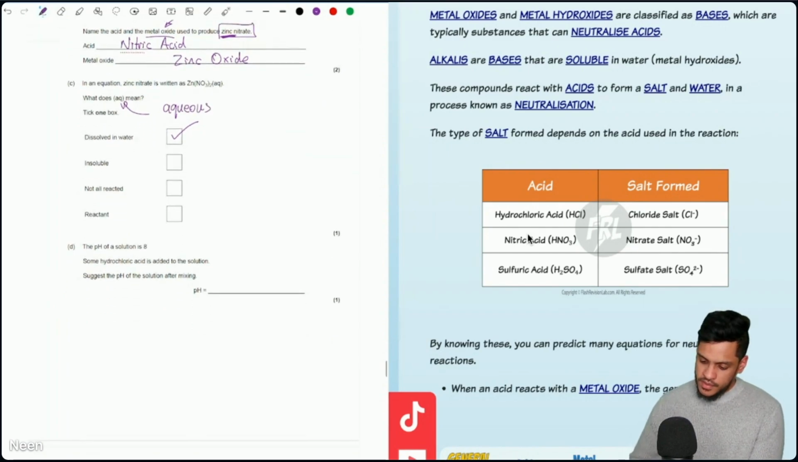The pH of a solution is 8. Some hydrochloric acid is added to the solution. So just the pH after mixing. Okay, so you've got something with pH of 8. You add an acid. What do you guys think will happen to the pH? There's a lot of numbers that you can say here to get the right answer. pH 8, you add an acid. 4, yep, 4 is acceptable. Anything under 8 is acceptable. Because what you're doing is you're adding an acid. Remember, acids have a low pH. So if you add an acid to a solution, its pH just decreases.